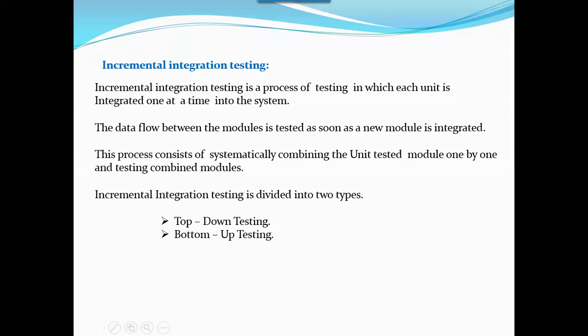This process consists of systematically combining unit-tested modules one by one and testing the combined modules. We test one module, add one module, and test the data flow between the modules. So we call it incremental integration testing. Okay, is it clear? Again, incremental integration testing has two types. No need to remember all the things, just for understanding purposes. What is integration? That definition is very, very important: combining two modules and checking whether the data flow between the two modules is working properly or not.